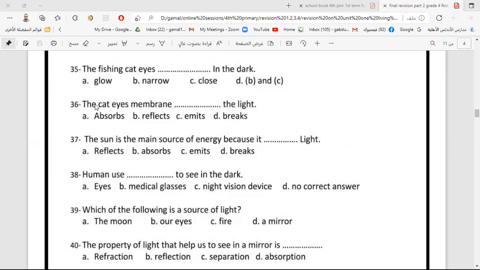The fishing cat's eyes in the dark: glow, narrow, close, or B and C? Glow. It lights up. Do you know why? Because it has a mirror-like membrane in the back of the eye. So it glows. It lights up when it is dark because it collects the light and reflects it again.